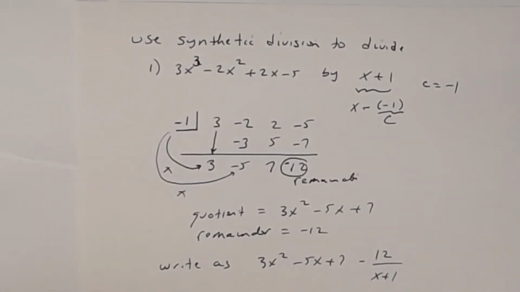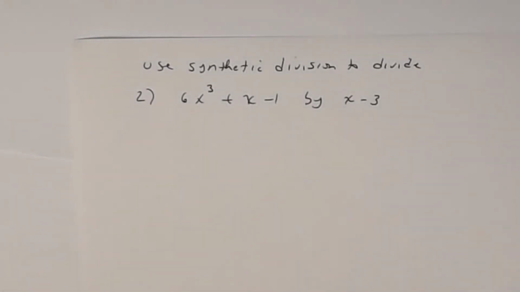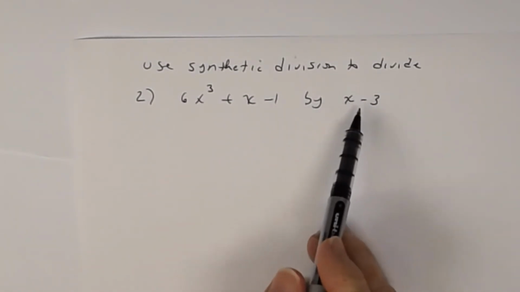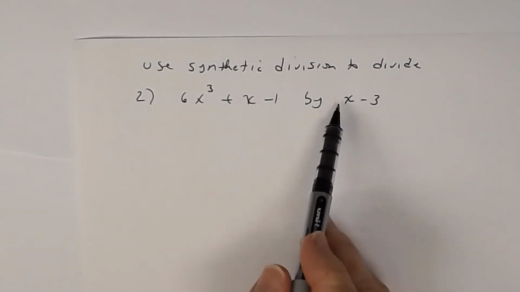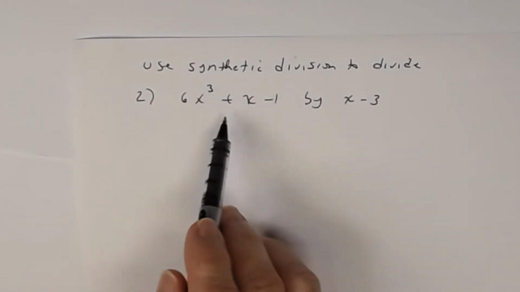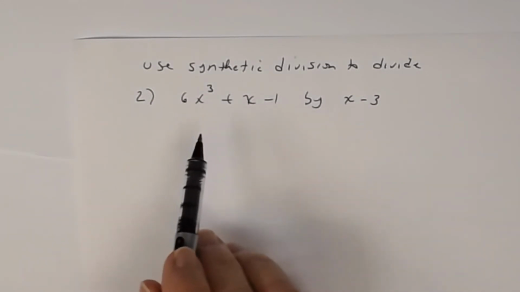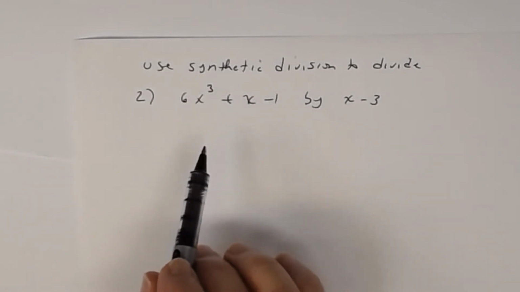So let's look at number 2. Let's look at this example for number 2. Use synthetic division to divide 6x cubed plus x minus 1 by x minus 3. So I can use synthetic division with this because my divisor is a linear factor and the coefficient of x is 1. Notice, though, that I am missing an x squared term, right? So when I rewrite this, I need to put that missing term, okay?